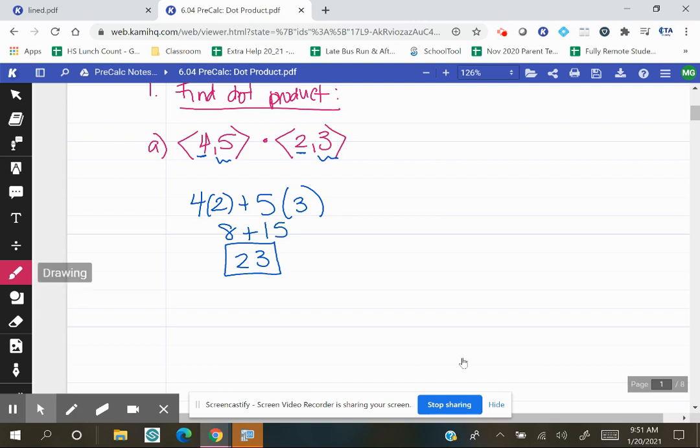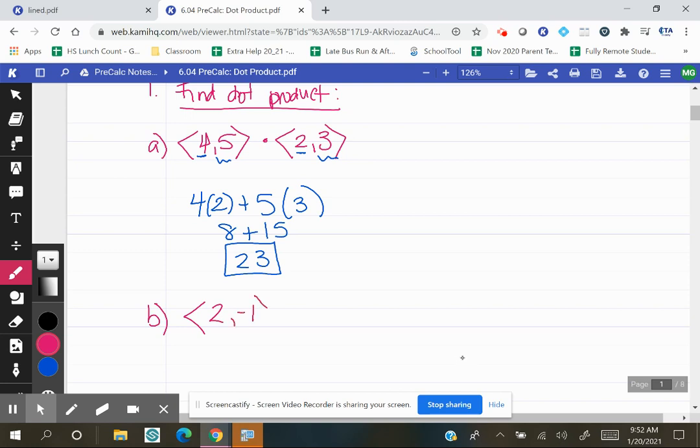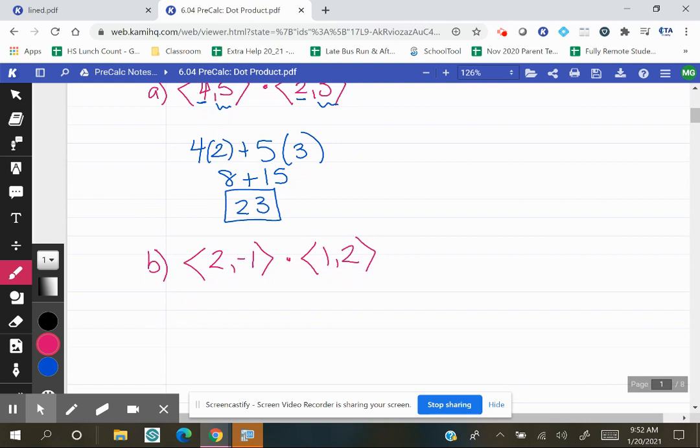All right, let's try another one. This time I want you to find the dot product of 2, -1, and 1, 2. So pause the video and do the same thing that we just did. All right, so again, you would do 2 times 1 plus -1 times 2. And then 2 minus 2 would give you 0 for your dot product.